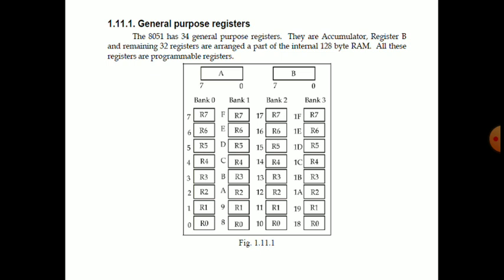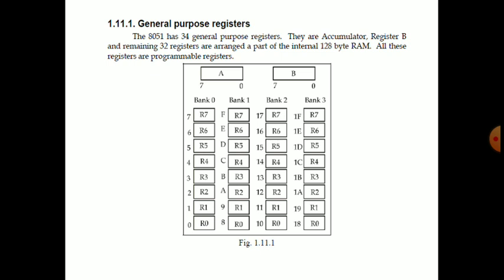So you need not draw this diagram, but observe the diagram. That is, the A register is from 0 to 7, that is, it is an 8-bit register. A register is an 8-bit register. And B is also a general purpose register. It is also an 8-bit register, bits 0 to 7.